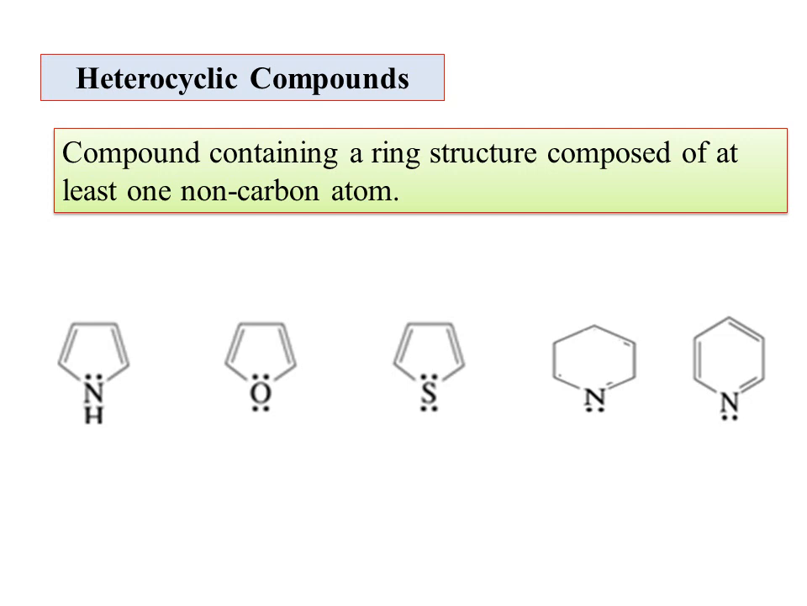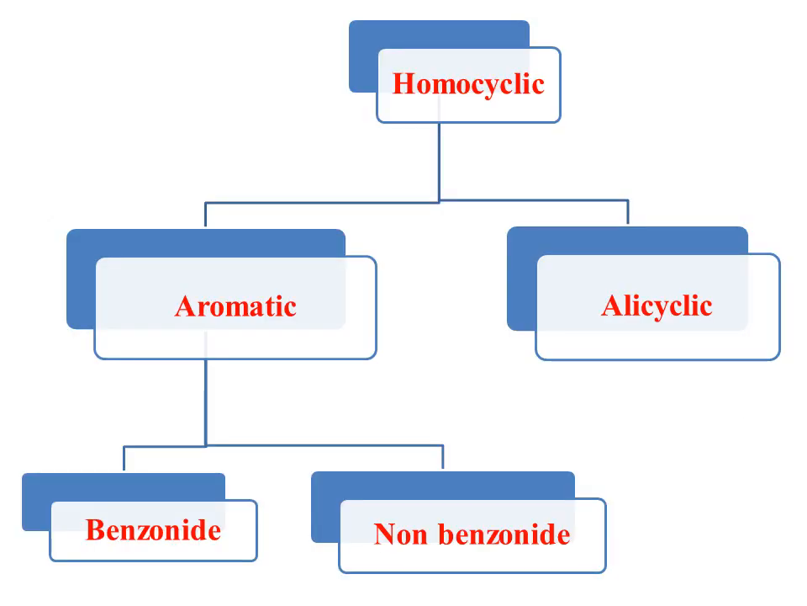No doubt they are cyclic in nature, but the ring is formed by different elements, then they are called heterocyclic. If there is at least one non-carbon atom, they are called heterocyclic compounds. Example: a 5-membered ring with nitrogen as the heteroatom is called pyrrole. A 5-membered ring with sulfur as the heteroatom is thiophene. A 5-membered ring with oxygen as the heteroatom is furan. A 6-membered ring with nitrogen as the heteroatom is pyridine. Like that, there are different heterocyclic hydrocarbons with different names.